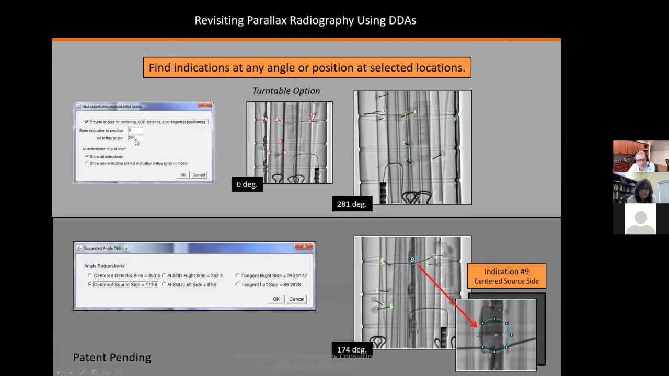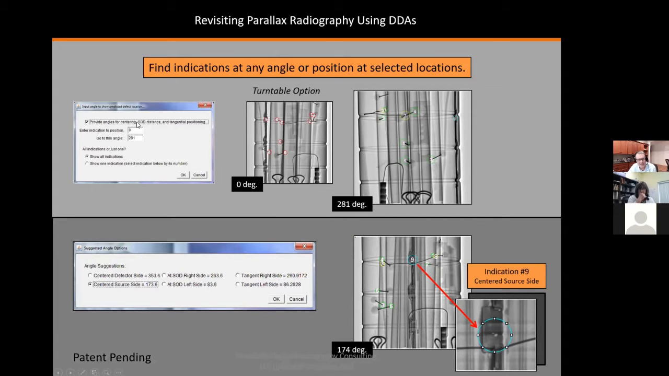Since I had number 9 flagged up here, I'm going to ask it to put it in some location. I want it centered on the detector side, or centered on the source side. I want the source object distance to be on the right side, which basically means 90 degrees off that turntable. Or I want it on the left side, or on the tangent position. The tangent position is different than this position if you've got a wide beam spread. So this takes into account the wide beam spread and puts it out on the tangent position.